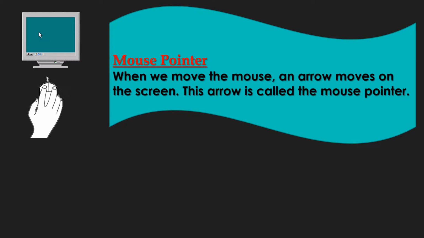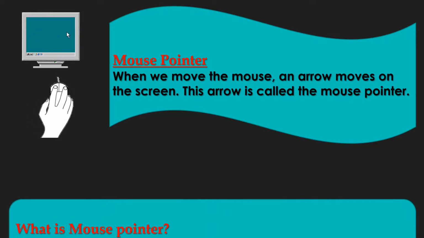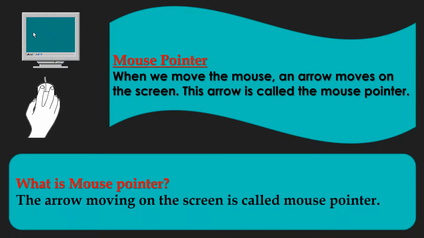Mouse pointer. When we move the mouse, an arrow moves on the screen. This arrow is called the mouse pointer. You can see the picture. When we move the mouse, the arrow also moves in the same direction. So what is a mouse pointer? The arrow moving on the screen is called the mouse pointer.